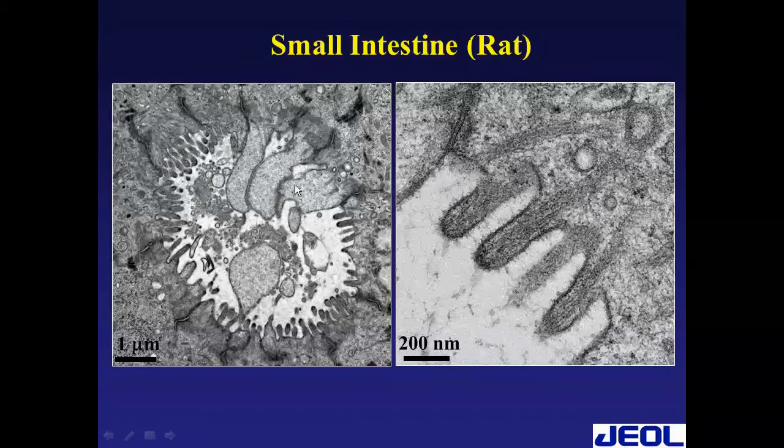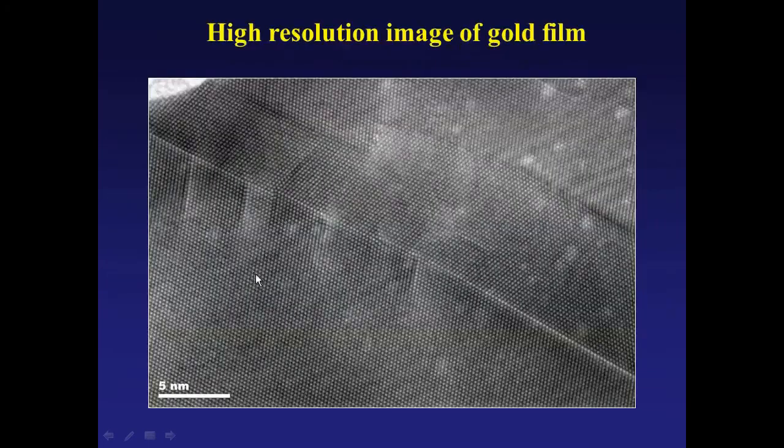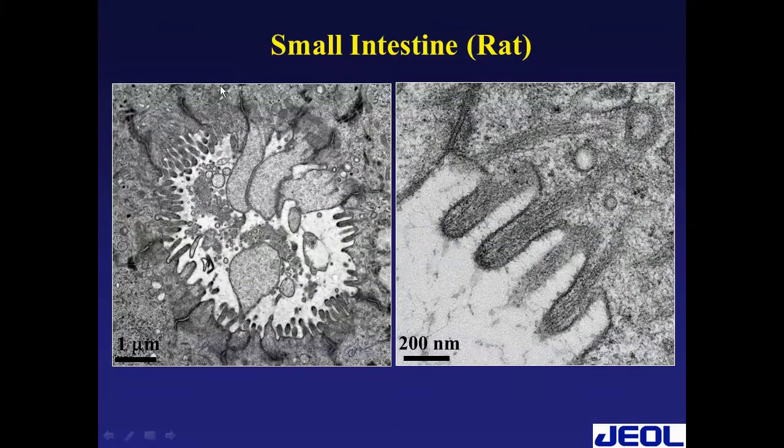This is an example of higher magnification observation of a biological section, a specimen of the small intestine of a rat. The left-hand image was about 10,000 times magnification. We can clearly observe the inside of the small intestine, the microvilli structure, and this area is magnified about 40,000 times here. The small intestine microvilli structure can be clearly observed. These microvilli absorb food like this.